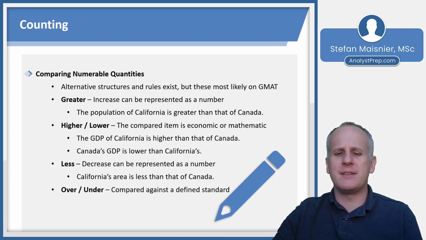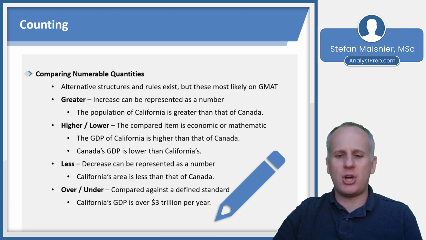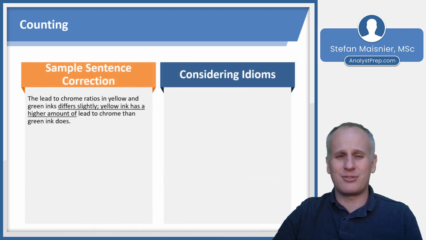Now, "over" and "under" are used when you compare a quantity against a defined standard, a numbered quantity. Something such as California's GDP is over $3 trillion per year would be acceptable because we know that the GDP is over that benchmark. But I would not say California's GDP is $3 trillion over Canada's. That would not be acceptable because we'd want to say $3 trillion more than Canada's or greater than Canada's. Again, there's some ambiguity about "more" or "greater," but you can see when "over" and "under" are not generally accepted. So let's move on and take a look at an example sentence correction to illustrate all of these counting idioms next.